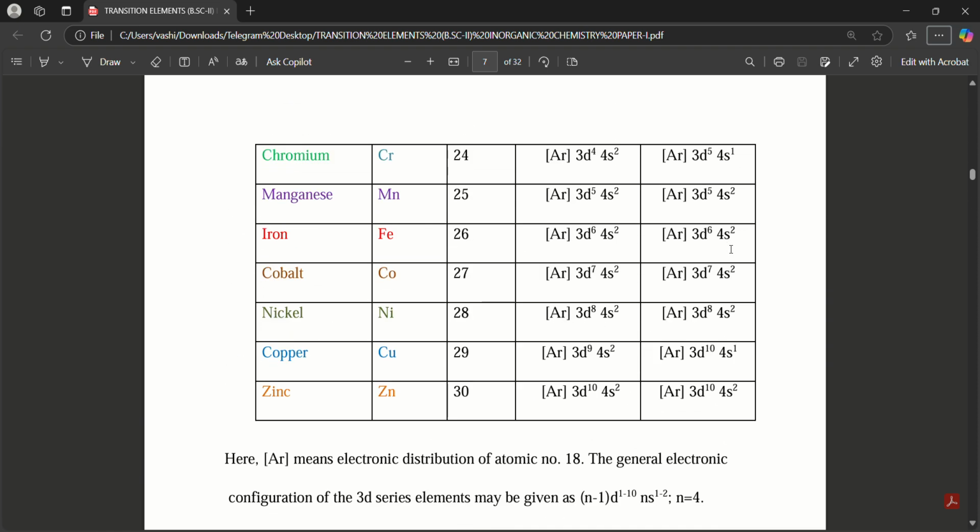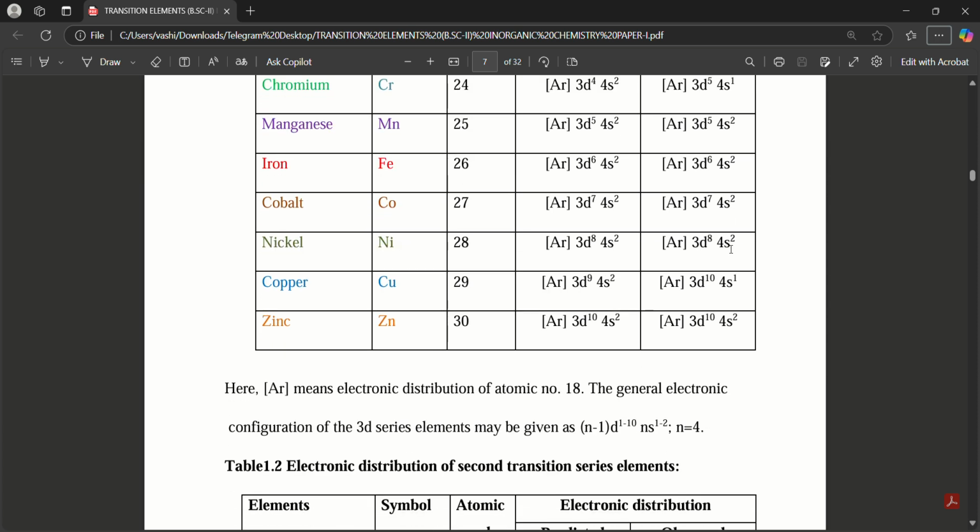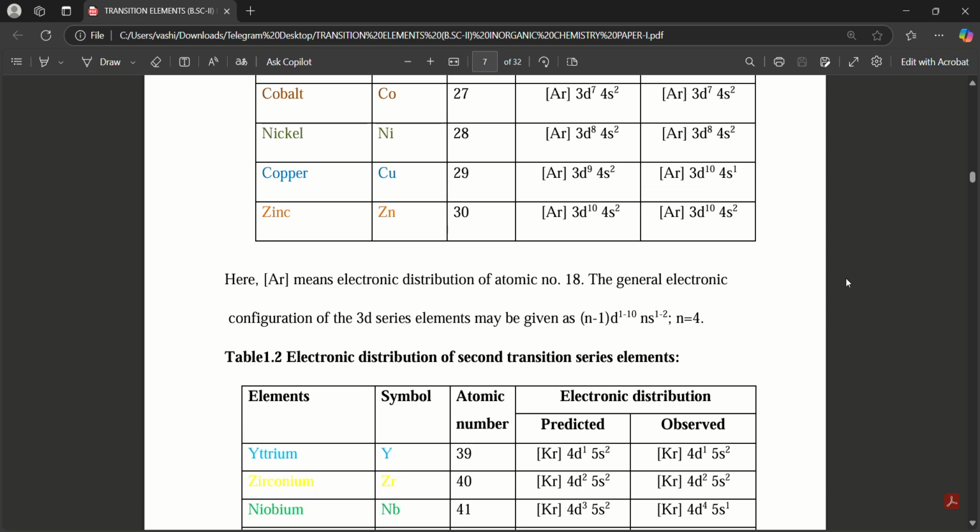Here, Ar means electronic distribution of atomic number 18. The general electronic configuration of 3d series may be given as (n minus 1) d1 to 10 ns1 to 2, n equal to 4.